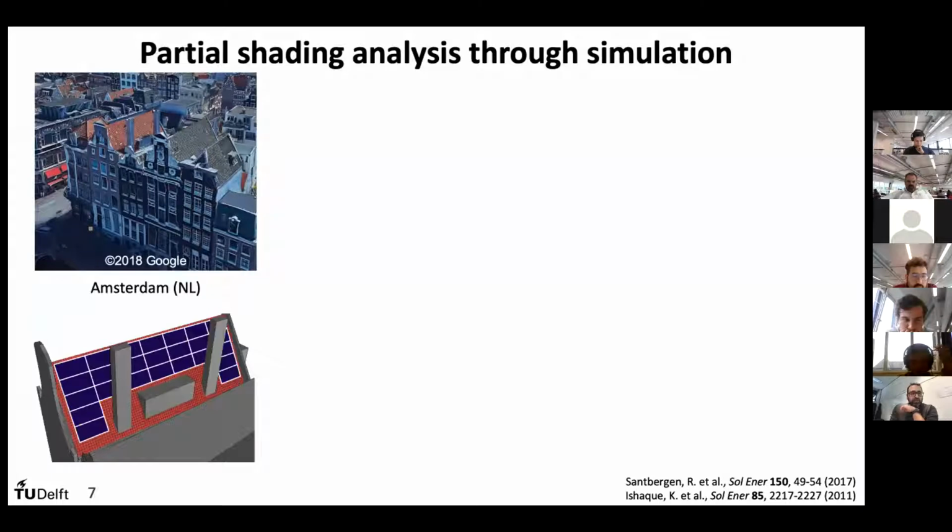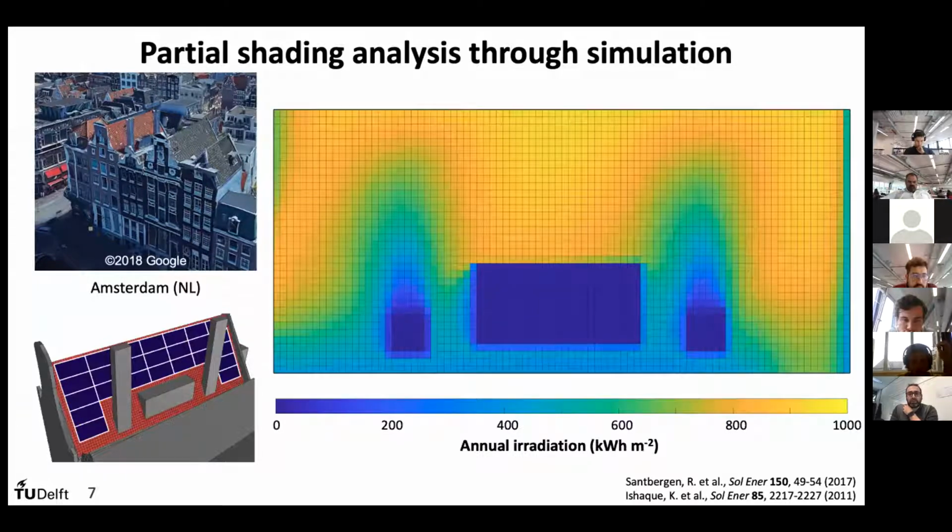For instance, we can recreate, as Anne showed, a 3D view of this building in Amsterdam. In this specific case, we can calculate the annual irradiation over the module surfaces. Each small square represents the possible position of a cell. You can see that during the year, there are cells that are mostly in uniform condition and can have annual irradiation up to 1 megawatt hour per square meter. But there are many places in which you will have much less irradiation.